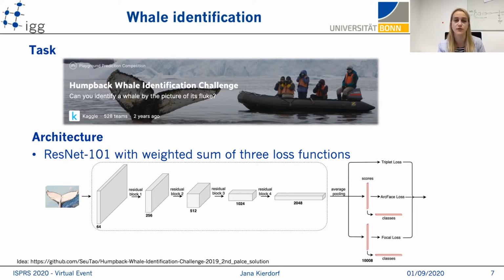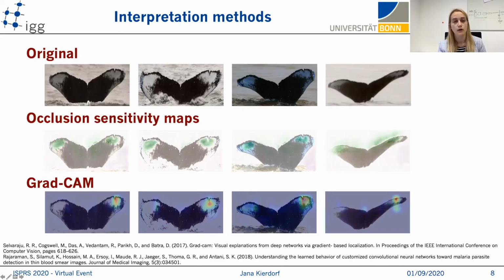In the case of the used network, a ResNet101 with a weighted sum of 3 loss functions is used. For this purpose, we have looked at 2 interpretation tools that visualize processes in the neural network and their decision by means of heat maps. Occlusion sensitivity maps determine how much the output changes if you cover part of the input.